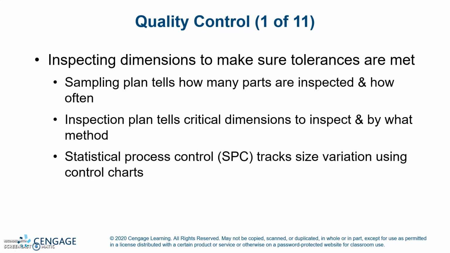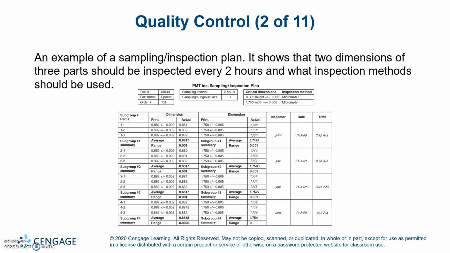Sampling plan tells how many parts are inspected and how often. Inspection plans tell critical dimensions to inspect and by what method. Statistical process control, or SPC, tracks size variation and uses control charts. An example of a sampling/inspection plan shows that 2 dimensions of 3 parts should be inspected every 2 hours, and what inspection method should be used.